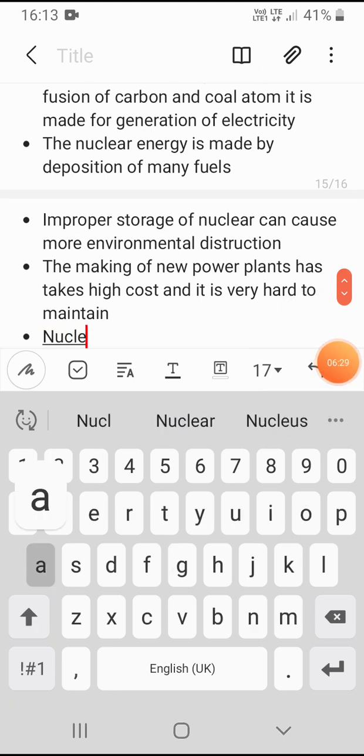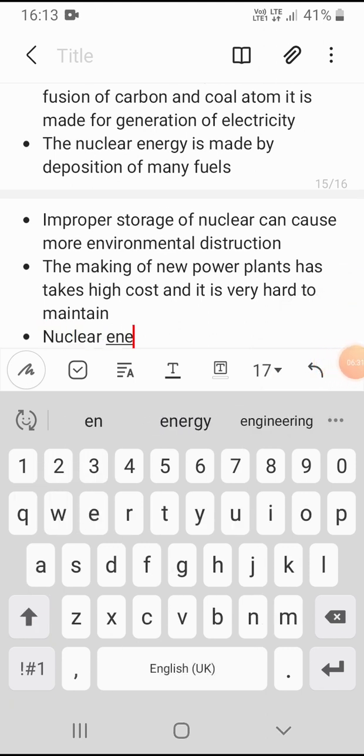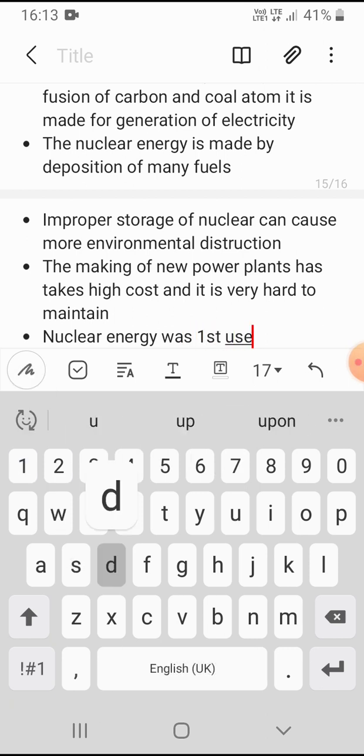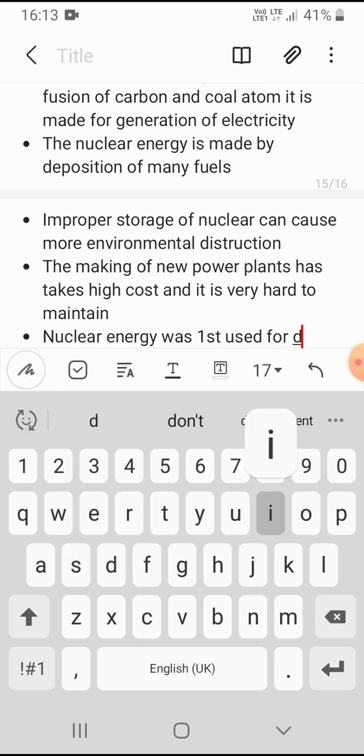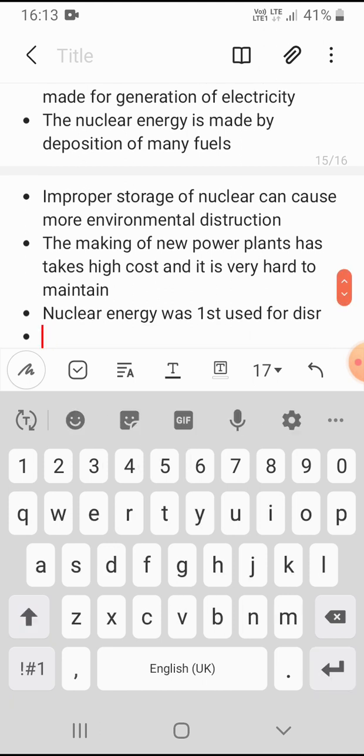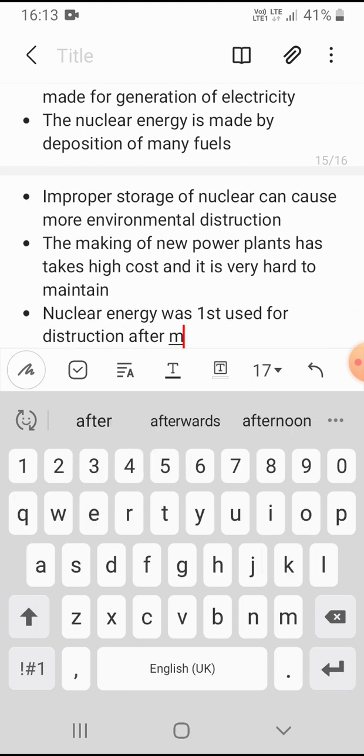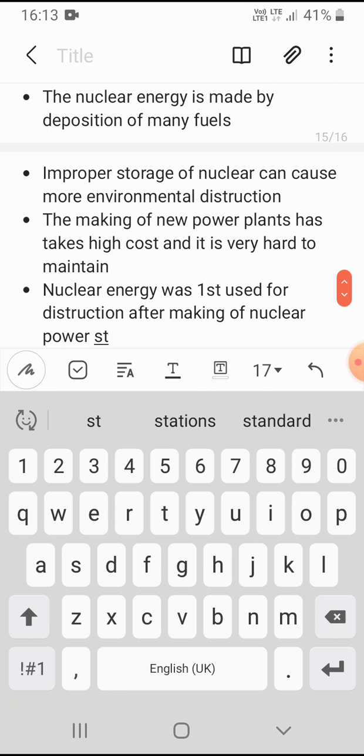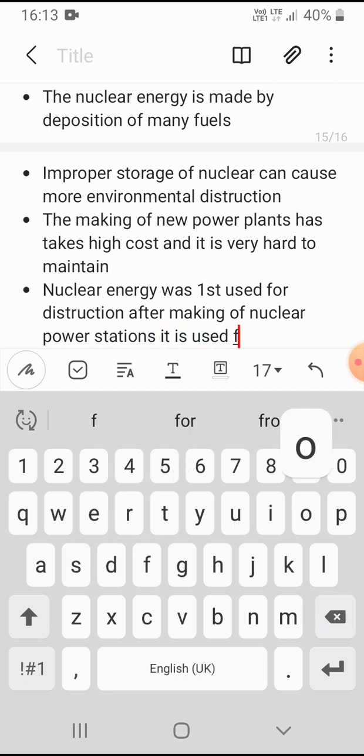Nuclear energy was first used for destruction. After the making of nuclear power stations, it is used for energy making.